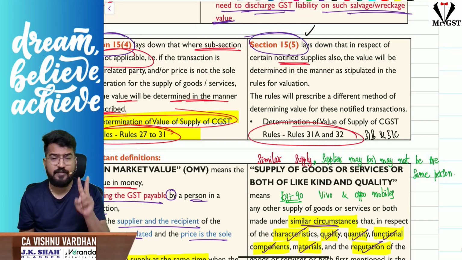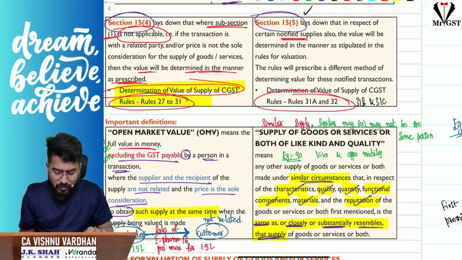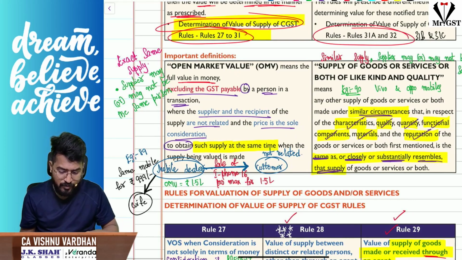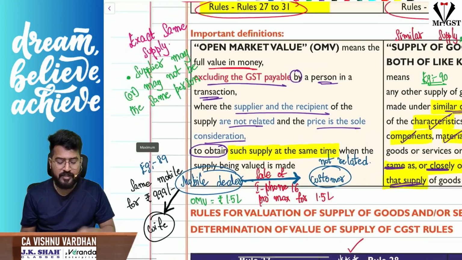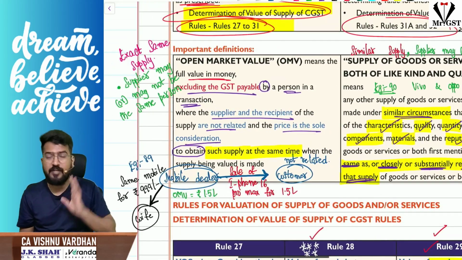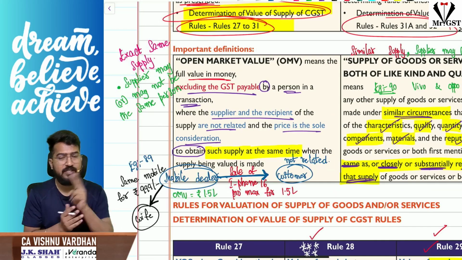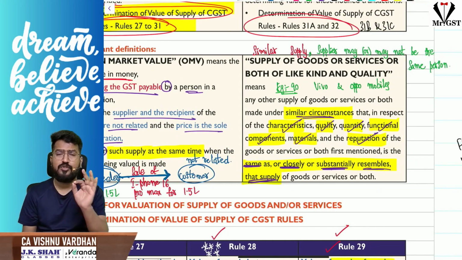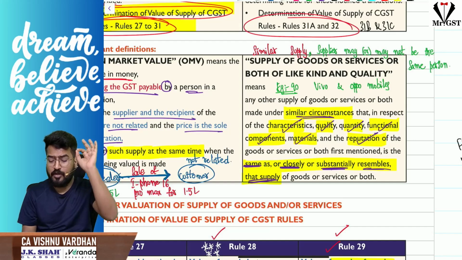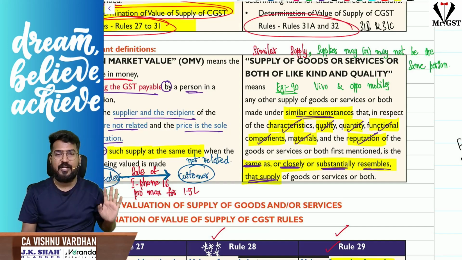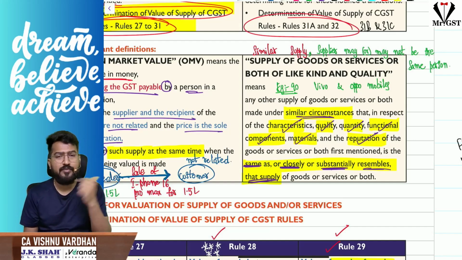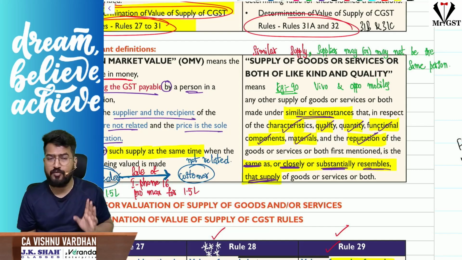and before going into valuation rules, let us understand the definition of two important points. The two important definitions we need to understand before going into the discussion of valuation rules are nothing but, first one, open market value. The second one is supply of goods or services of like kind and quality. So one is open market value, the other is like kind and quality. This is what we have to understand.